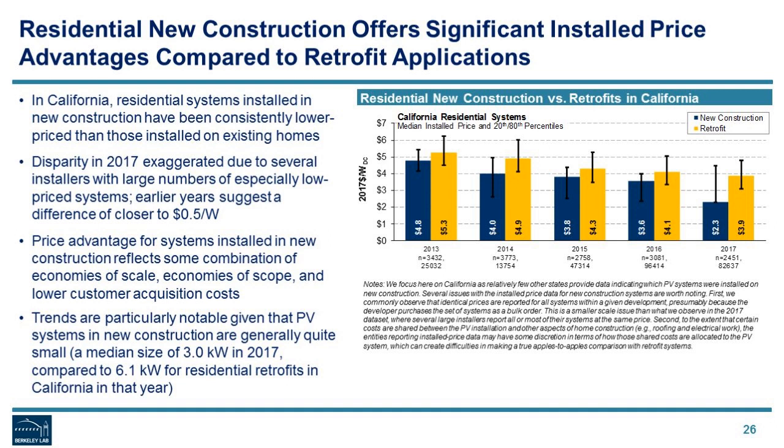And in prior years, we tend to see something on the order of about a 50-cent per watt discount for systems in new construction. One of the interesting things to note is that price advantage occurs despite the fact that systems in new construction are generally quite small. Typically, they're about 3 kilowatts compared to, say, 6 kilowatts for a residential retrofit. And so, although we haven't controlled for that here, if we were to control for that, I'd expect something of a 30 to 40 cent per watt additional savings associated with installations in new construction.